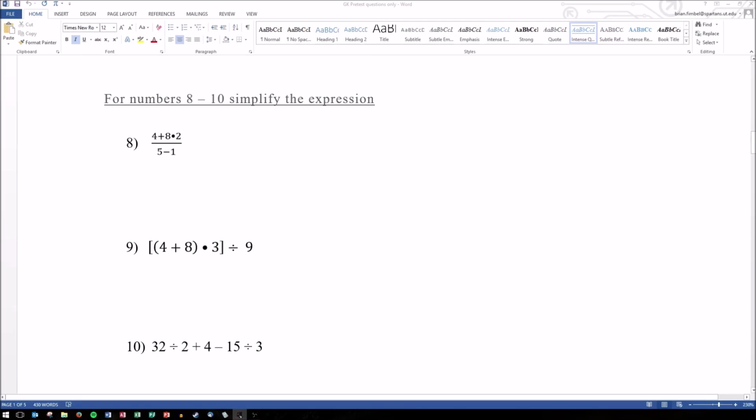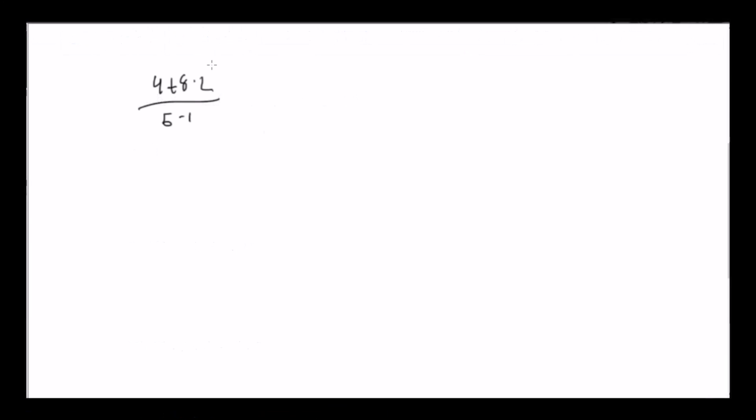All right, now we're simplifying expressions. All right, so for this one we have 4 plus 8 times 2 over 5 minus 1. All right, so we're going to do the order of operations, which we've covered in another video. If you haven't seen it, check it out. But remember, it's PEMDAS.